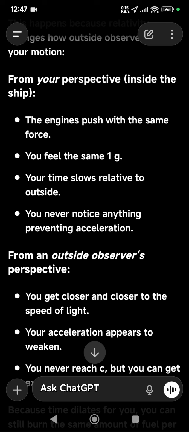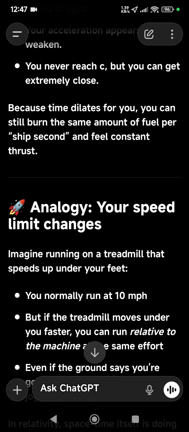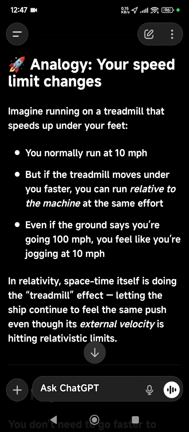The engine pushes with the same force. You feel the same 1g. Your time slows relative to outside. You never notice anything preventing acceleration. From the outside observer's perspective, you get closer and closer to the speed of light. Your acceleration appears to weaken. You never reach c, but you can get extremely close. Because time dilates for you, you can still burn the same amount of fuel per ship second and feel constant thrust. Analogy, your speed limit changes.